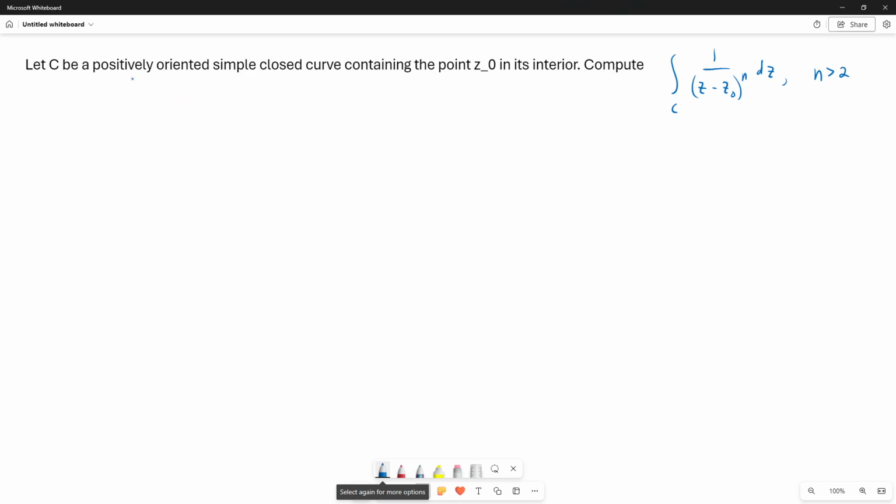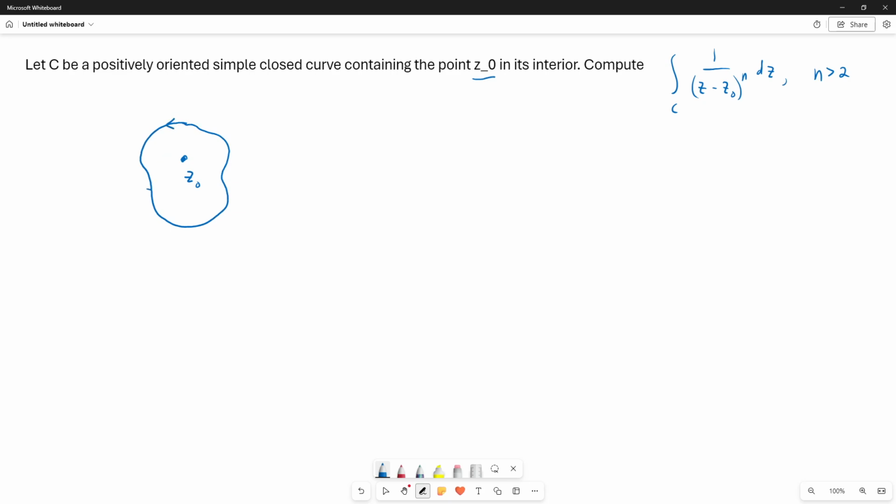Let C be a positively oriented simple closed curve containing the point z0, and we would like to compute the integral along C of 1 over (z minus z0) to the nth power dz, where n is an integer bigger than 2. So we have some point z0, and we have some positively oriented simple closed curve containing the point z0.